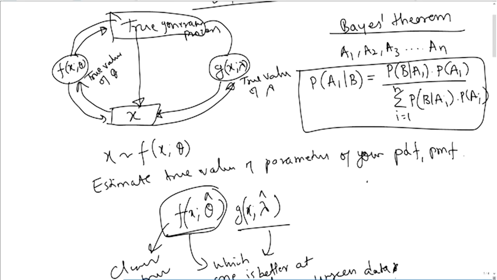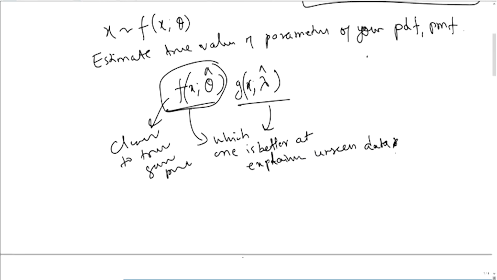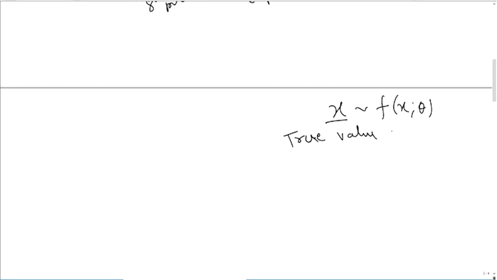Now, where does Bayes theorem come into the picture in all this? It comes in at this point. The assumption we have made about our data is that it comes from f of x theta. So x is the observed data, and it comes from this underlying probability density function. Now you need to estimate the true value of theta that might have generated this data. This is where Bayes theorem comes in.